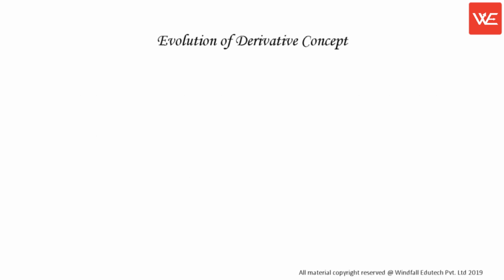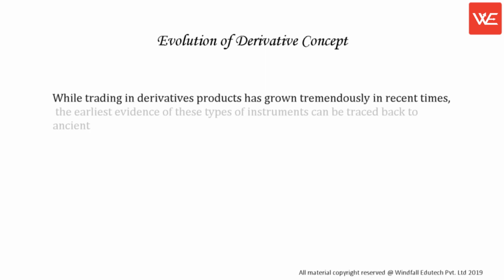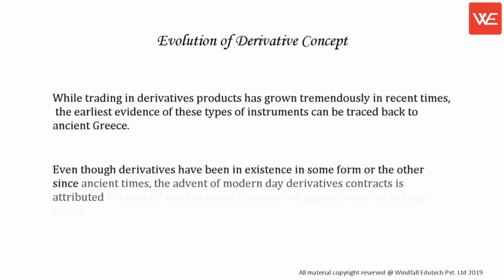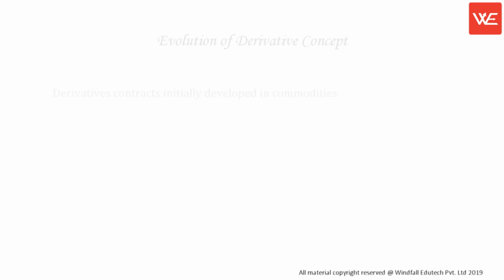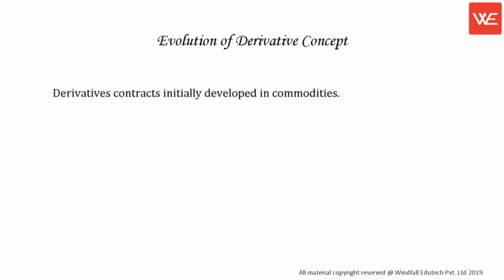Evolution of derivative concept. While trading in derivatives products has grown tremendously in recent times, the earliest evidence of these types of instruments can be traced back to ancient Greece. Even though derivatives have been in existence in some form or the other since ancient times, the advent of modern-day derivatives contracts is attributed to farmers' need to protect themselves against a decline in crop prices due to various economic and environmental factors. Derivatives contracts initially developed in commodities.